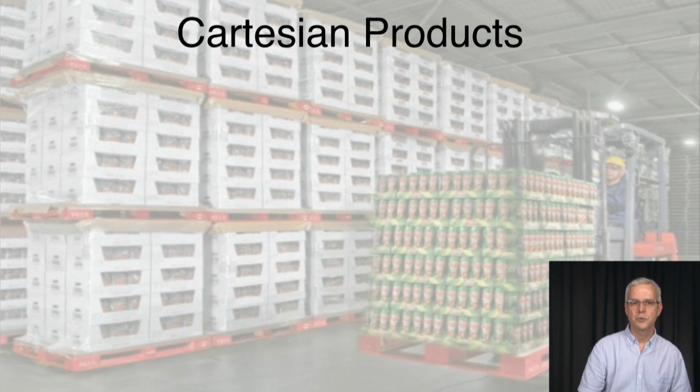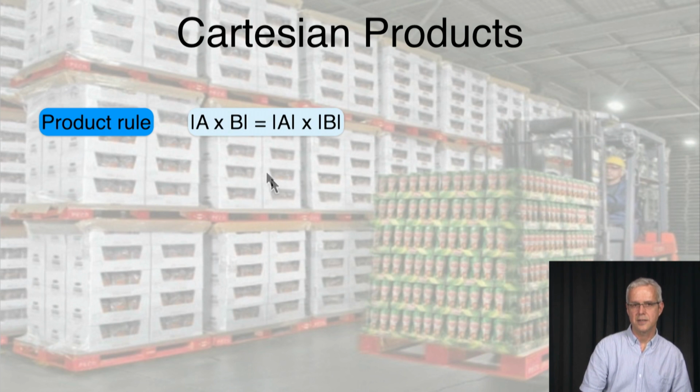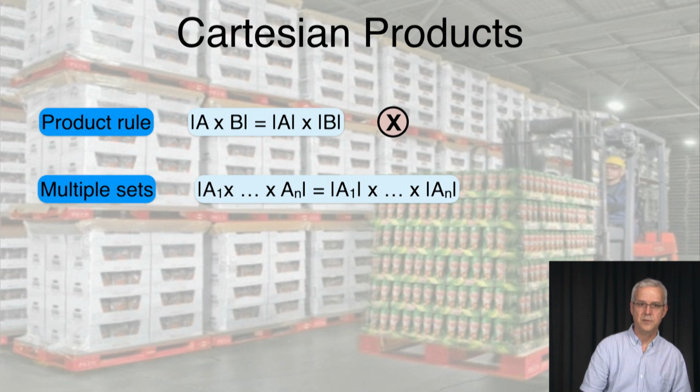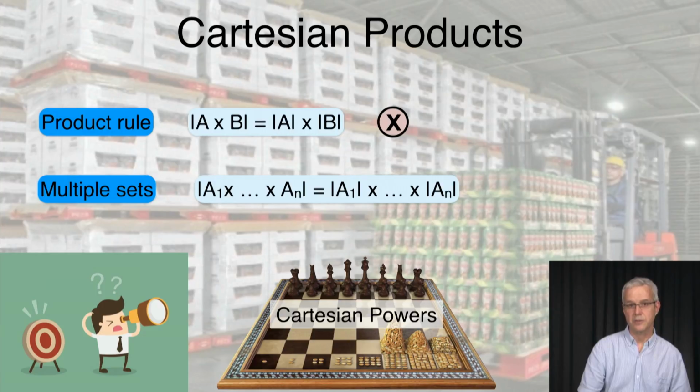To summarize, we talked about the product rule, which says that the size of A Cartesian product with B is the size of A times the size of B. We denoted it by this multiplication sign. We said that for multiple sets, the size of the Cartesian product is again the product of the sizes. And what are we going to talk about next time? Cartesian powers. See you then.